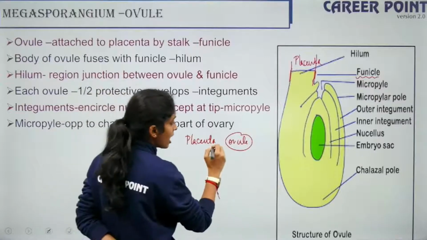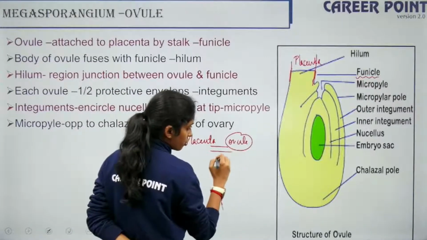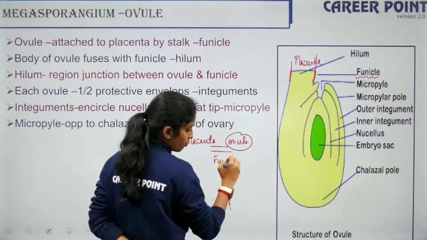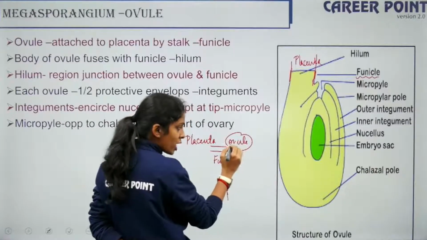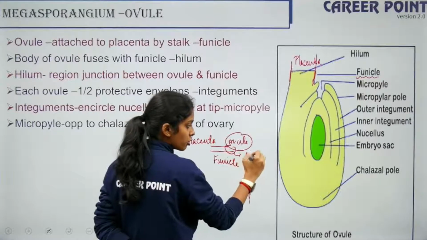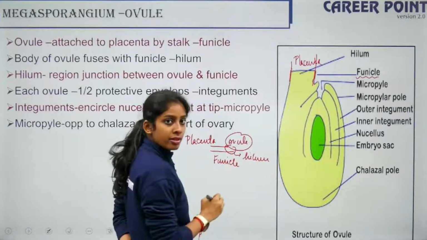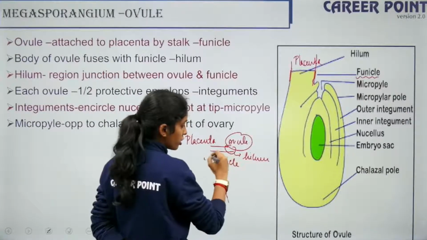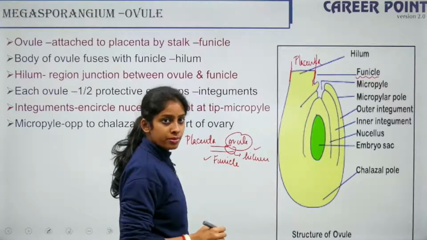So the placenta and the ovule are attached by a stalk. This stalk is called the funicle. The place where your funicle attaches with the ovary, this portion is called the hilum. Fine. So you understood what is funicle and what is hilum, right?